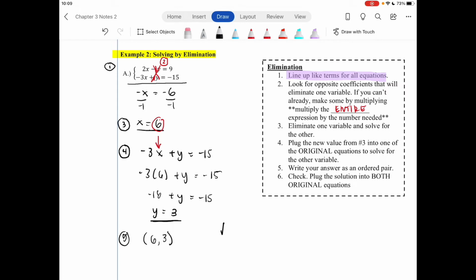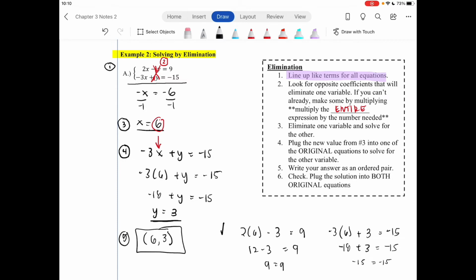Then we should get in the habit of always doing a check. We'll plug our variables into both equations. The first equation is 2 times 6 minus 3 equals 9. 12 minus 3 equals 9, and this one does check out. Second equation, negative 3 times 6 plus 3, does that equal negative 15? Negative 18 plus 3 does work as well. So now we know for sure our solution is 6, 3.